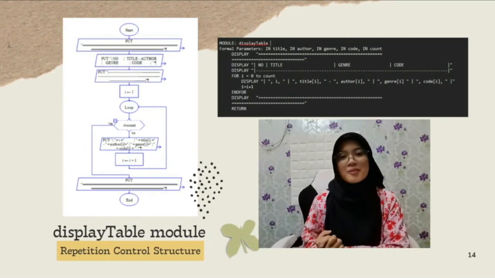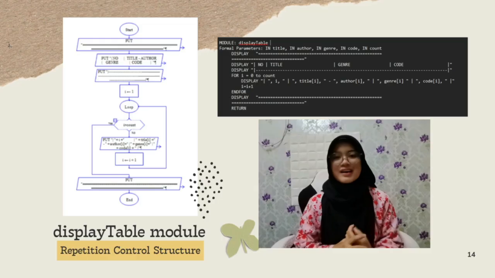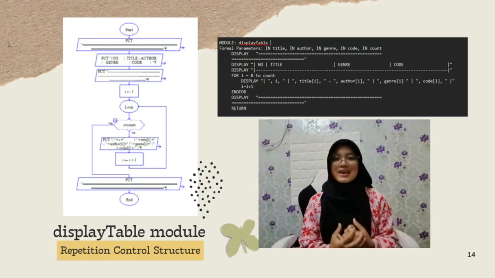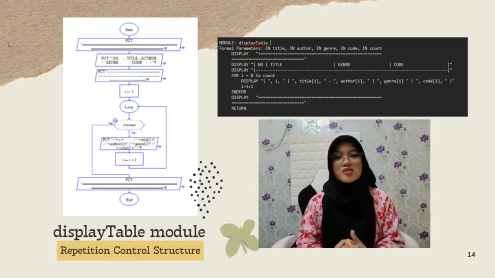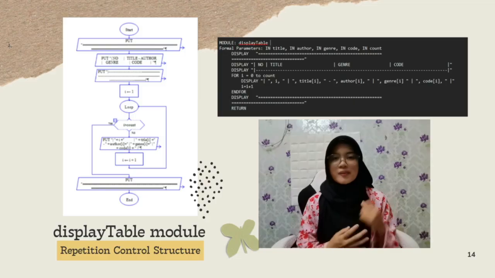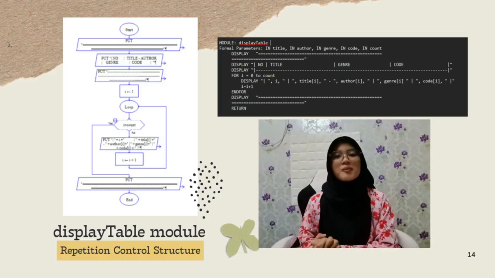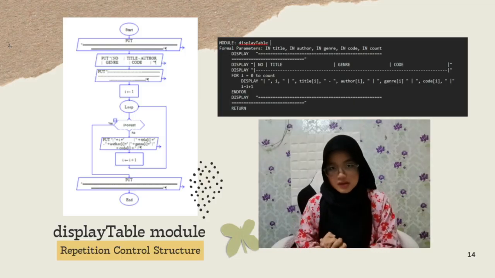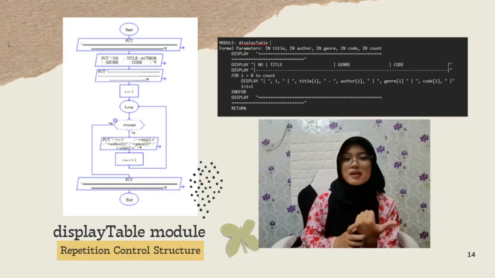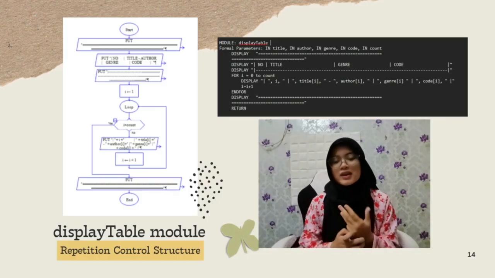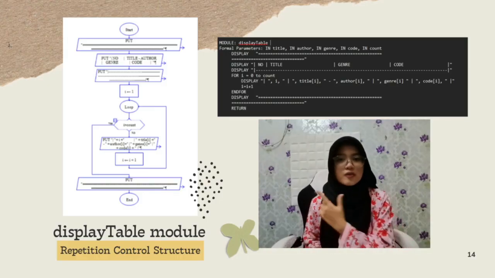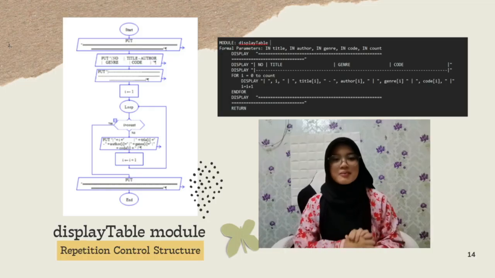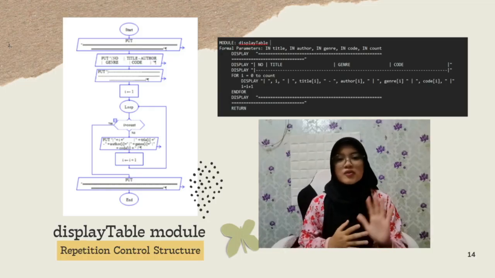The display table module is implemented using a repetition control structure. In this module, a loop is used to go through the book array starting from the first index until the total number of books. For each iteration, the system displays the book's title, author, genre, and code in a table format. In the flowchart, the process begins by setting the counter to the first index.